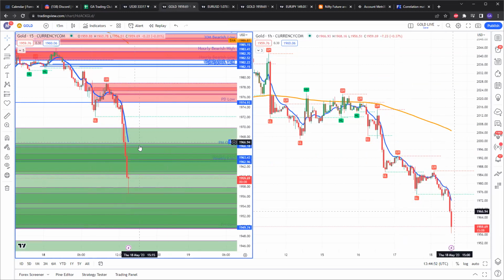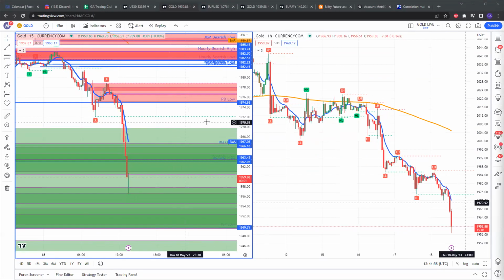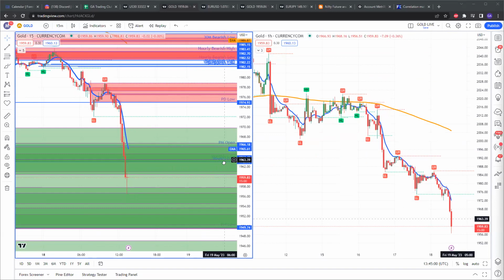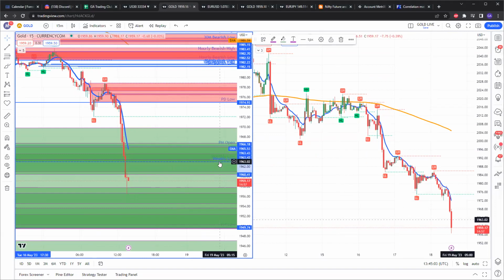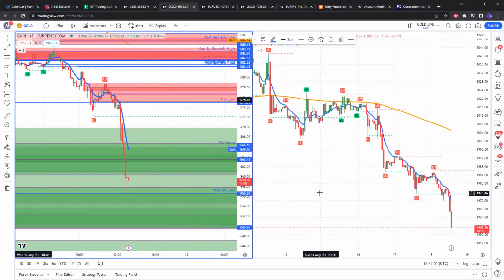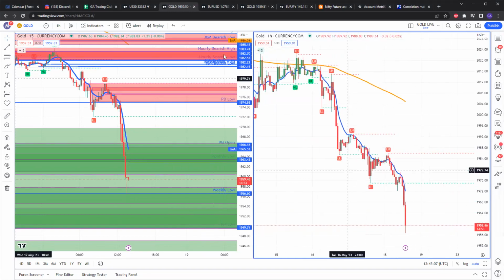Gold has been using these demand zones as supply zones. So remember, they can always use demand zones as supply zones and vice versa. So this weekly low, I'll just pull it down here. On the hourly time frame, the trend lines we have for gold.